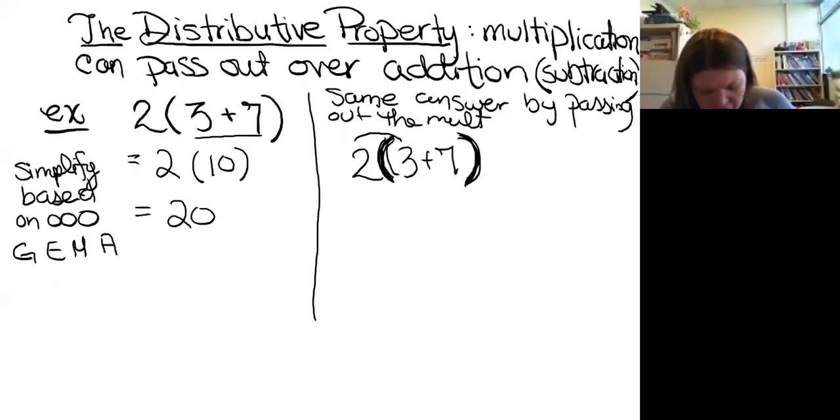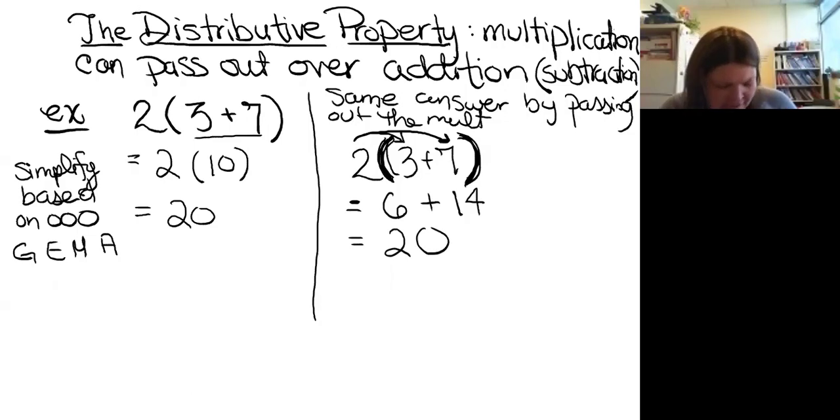I could multiply the 2 times the 3 first. Since 10 is made of 3 and 7, I could do this number a part at a time. So 2 times 3 is 6. And now I'll pass out that 2 to the 7 as well. 2 times 7 is 14. And now I'll add them at the end. And take a look. I get the same answer. And that, in fact, is what the distributive property says.